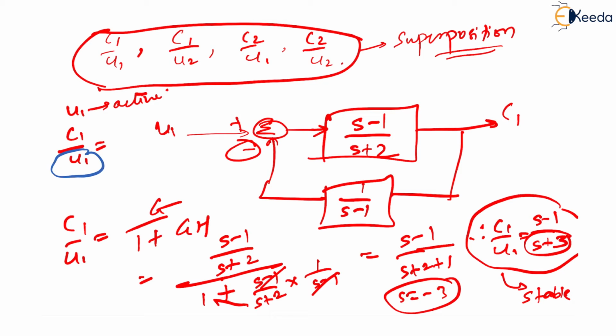It means that, at least for input U1, for the time being, the system is stable. Is that right? Yes. Now, let us take one combination based on U2 and try to see. Let me think of C2 upon U2.